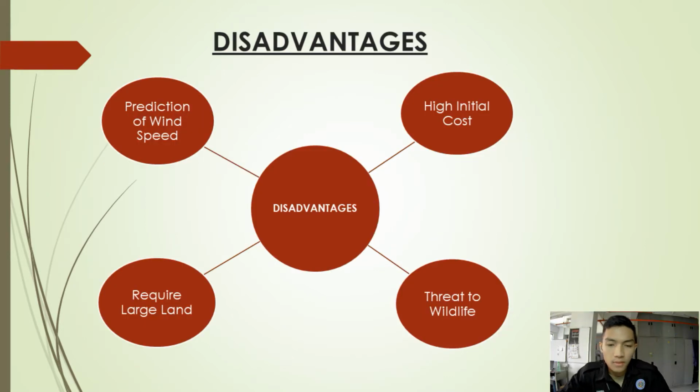Next, I'm going to talk about the disadvantages of wind turbine. First one is prediction of wind speed. Wind speed varies from time to time. This may reduce the ability of the wind turbine to generate power at its highest capacity. Next is high initial cost. Wind turbines are very expensive to build due to their large size. Third one is threat to wildlife. The blades of the wind turbine pose a threat to birds because they tend to get hit by the blades. And lastly, it requires a large amount of land. Usually a wind farm uses up a large amount of open area or farm area to operate.